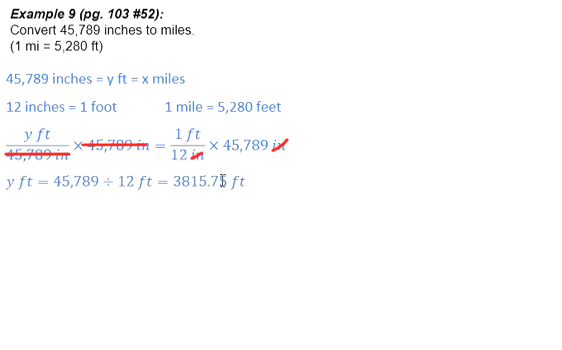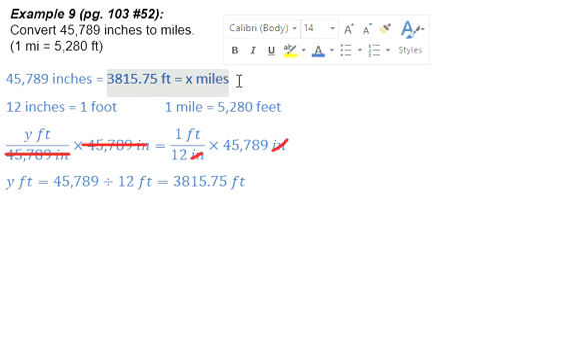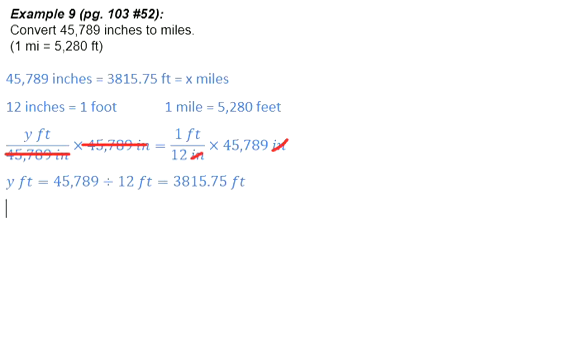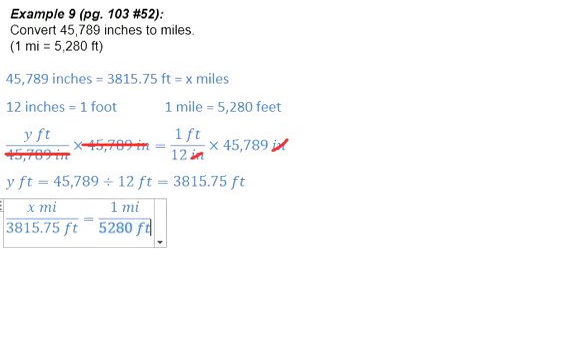So now I know that y is equal to 3815.75, so I can go ahead and insert that in for my y. So I know that 45,789 inches is equal to 3815.75 feet. So now I can concentrate on the second half. So I can say that x miles is equal to 3815.75 feet. And I know that 1 mile is equal to 5,280 feet.